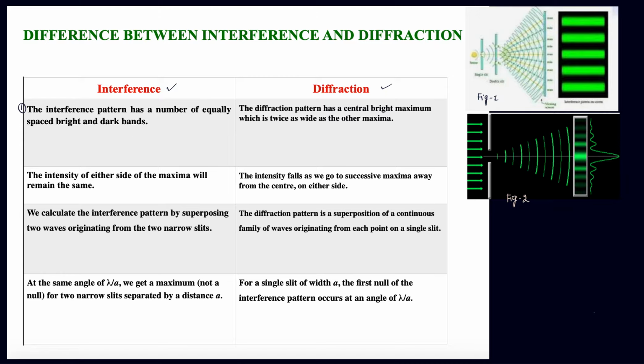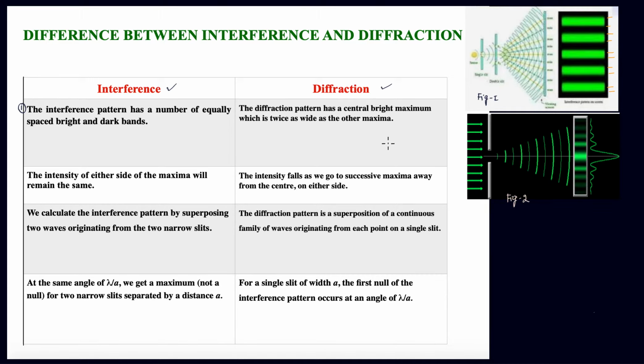So figure number 1 shows the interference pattern has a number of equally spaced bright and dark bands. Look carefully here, these bright bands, the green color you can see, this part and this part, they are all of equal width. So this is the first point of difference: the interference pattern has equally spaced bright and dark bands, all of equal width. So you know that fringe width beta is equal to D lambda upon d.